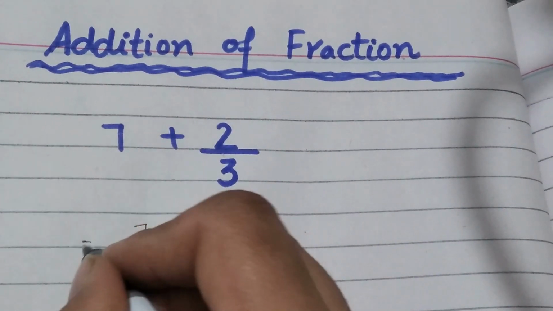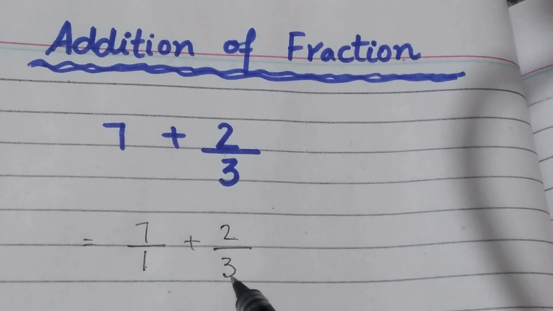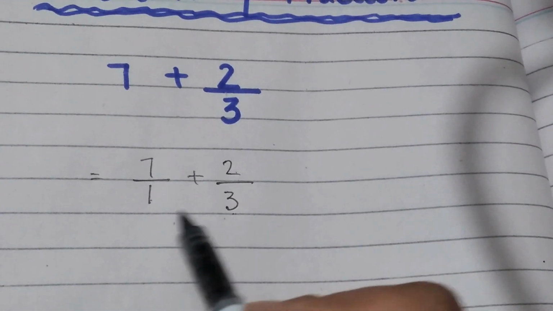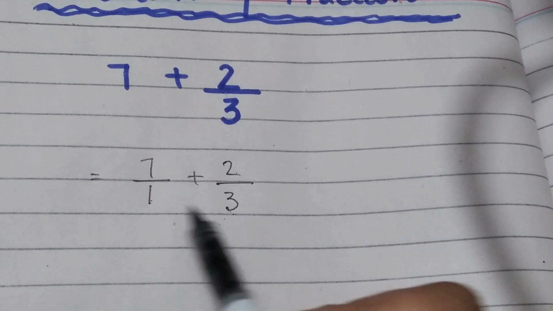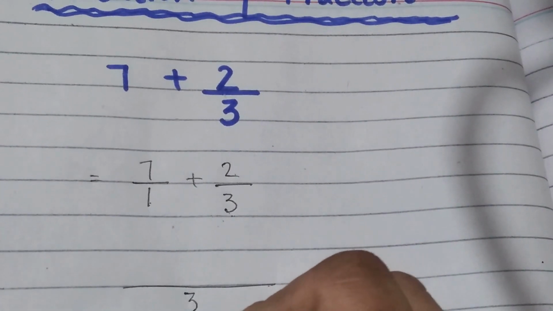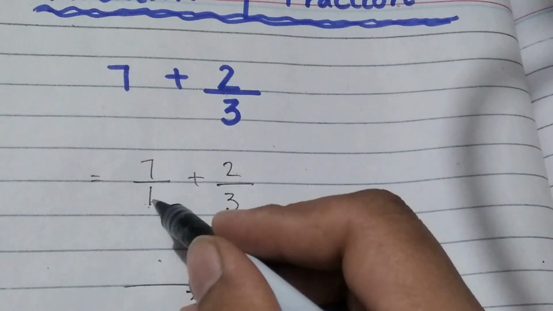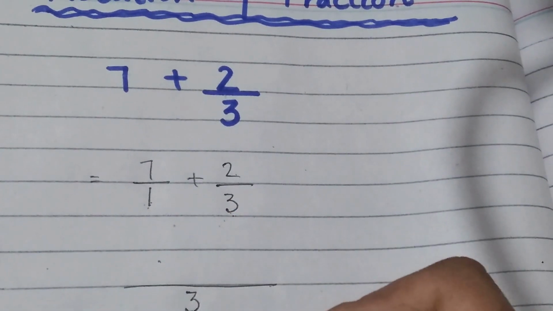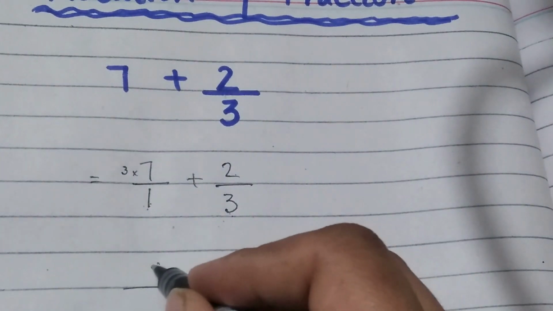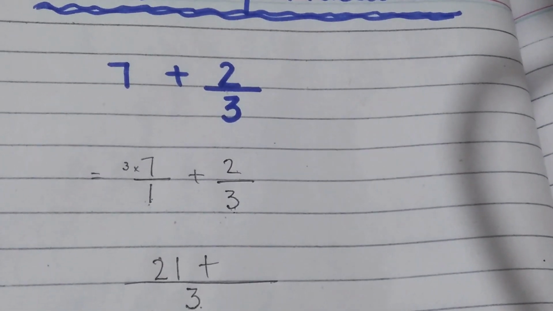Now we write here the denominator 1 and the other denominator is 3. So we will take the LCM here. If we multiply 3 by 1, what will be 3? 3 multiplied by 1 is 3. 1 multiplied by 3 is 3, and here is 1. That's why we will multiply 3 by 7. 3 multiplied by 7 is 21, plus 2 over 3 and 3 the same.